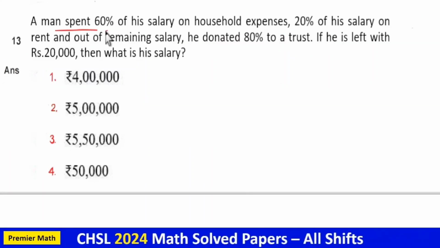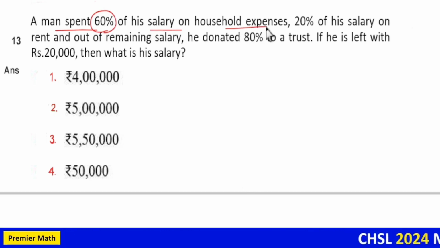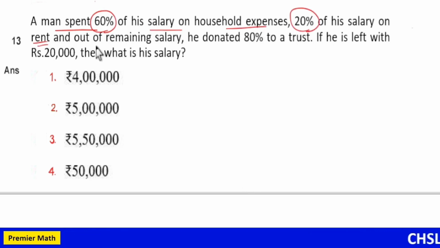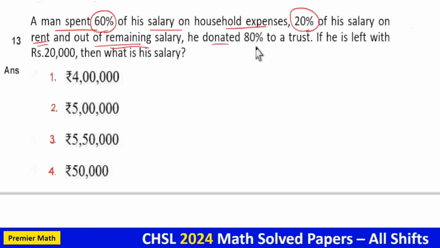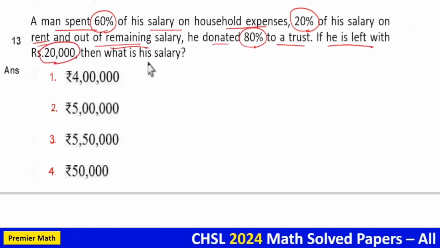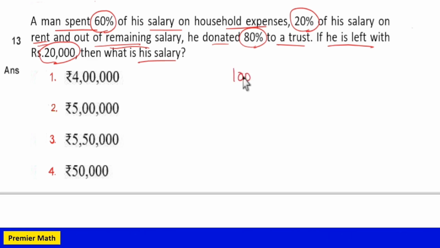A man spends 60% of his salary on household expenses, 20% of his salary on rent, and out of the remaining salary he donated 80% to a trust. If he is left with rupees 20,000, then what is his salary? Consider 100 rupees as his salary.